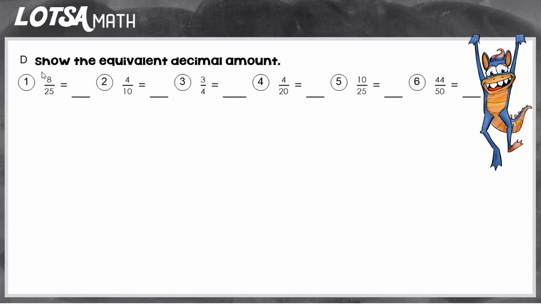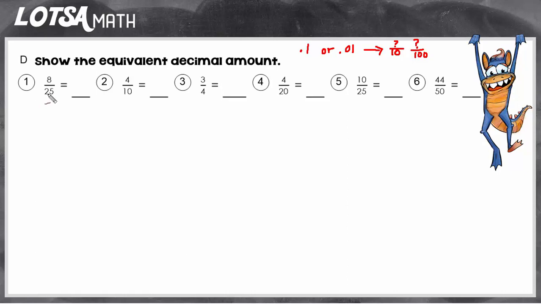On number 1, we have 8/25. Well, you have to remember that for decimal values, you can only have a denominator of 10 or 100. And that's because a decimal can only be a tenth or a hundredth. So if you write decimals as fractions, you can only have things that have a denominator of 10 or a denominator of 100. And that's okay.